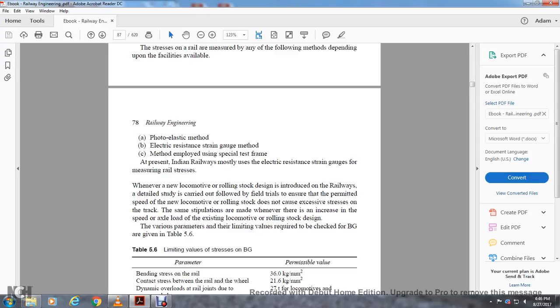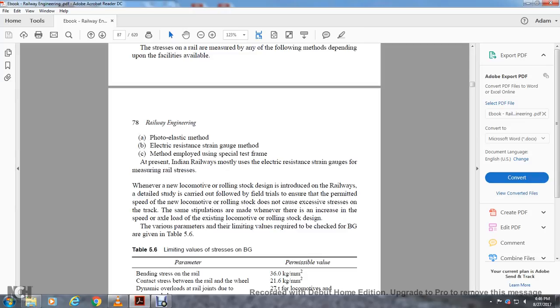Whenever a new locomotive or rolling stock design is introduced in the railways, a detailed study is carried out, followed by field trials, to ensure that the permitted speed of the new locomotive or rolling stock does not cause excessive stress on the track. Similar simulations are made whenever the speed or axle loads of existing locomotive or rolling stock designs are increased.